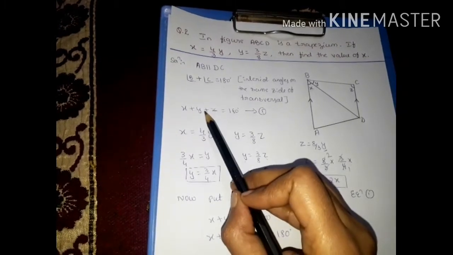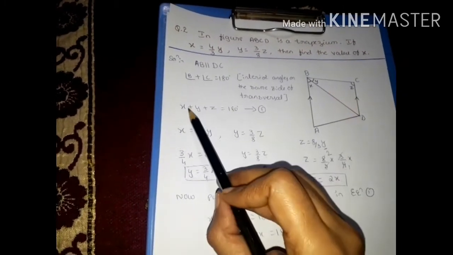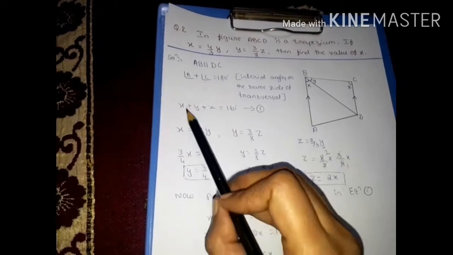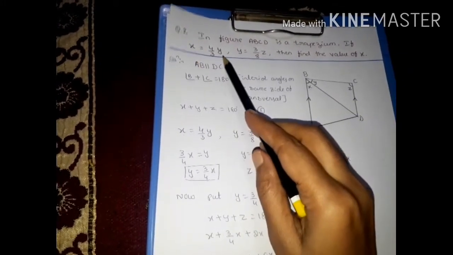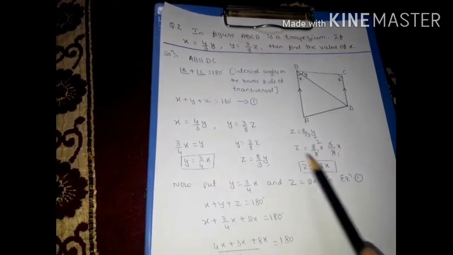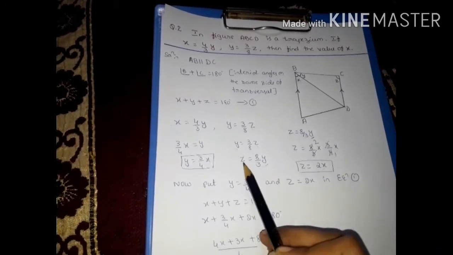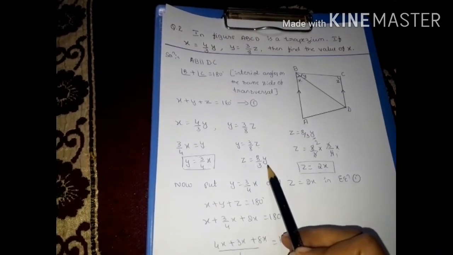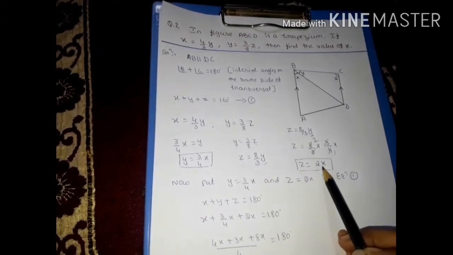I made 3 unknowns into 1 unknown by making all x terms. Here, from x equal to 4 by 3y and y equal to 3 by 8z, I converted y and z in terms of x. Don't substitute this value. Here again, z is in terms of y. We converted z again in terms of x.